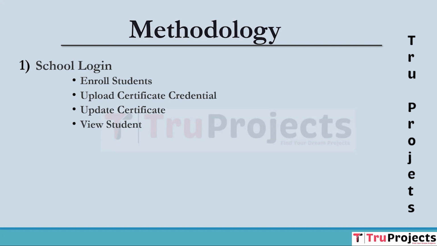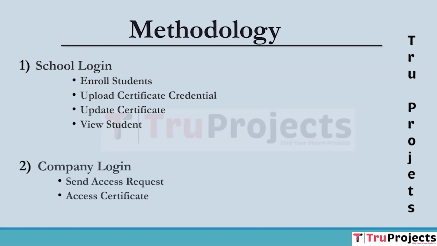The last one is the View Student module. Schools have the ability to view the details of enrolled students. This could include personal information, academic records, and uploaded certificates. Coming to the next module, which is the Company Login module. Here we have two modules.